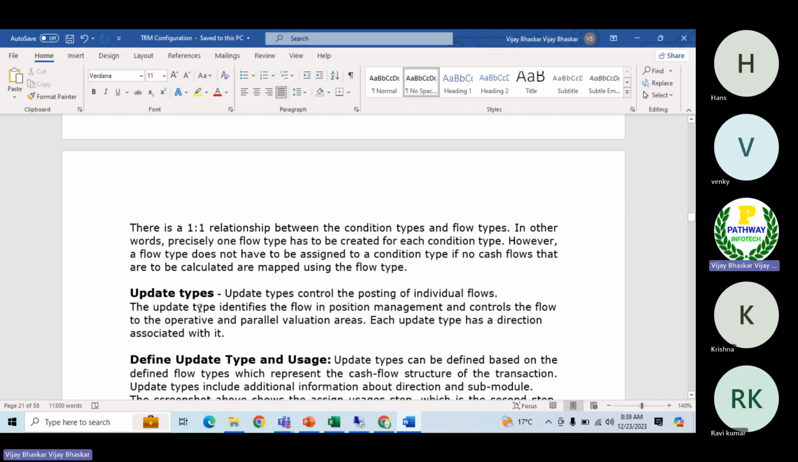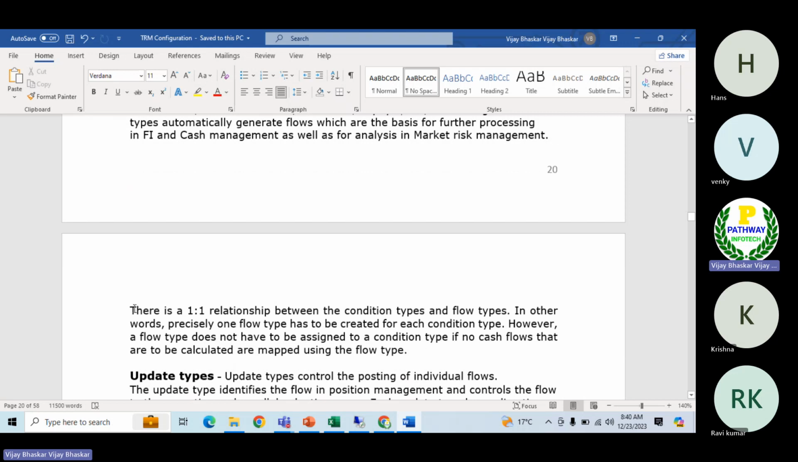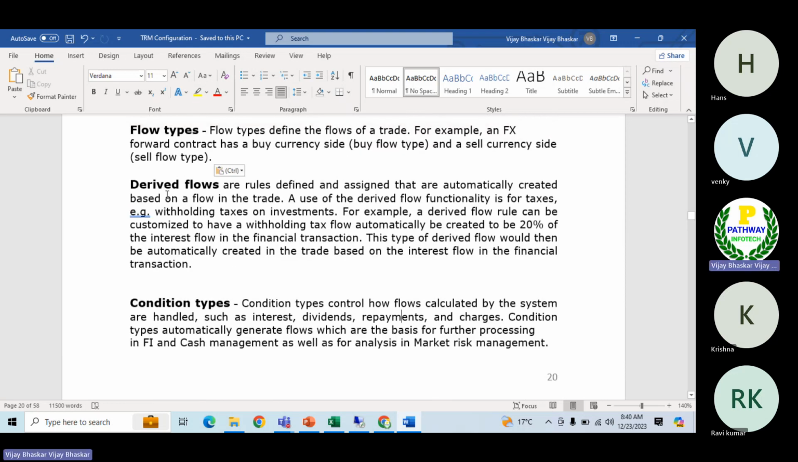As I mentioned here, the condition type controls how flows calculated by the system are handled, such as interest, dividend, repayments, and charges. Condition types automatically generate flows, which are the basis for further processing in FI and cash management, as well as the analysis in market risk management. The important thing here is that there is a 1:1 relationship between condition type and flow type. If I map the flow type for one main flow type, I can map derived flows, but the flow type will be associated with the condition type.